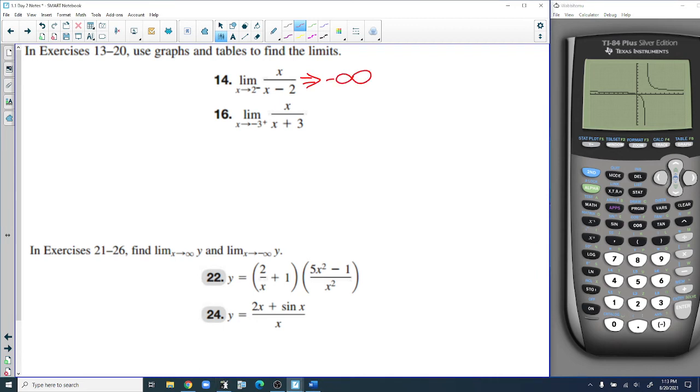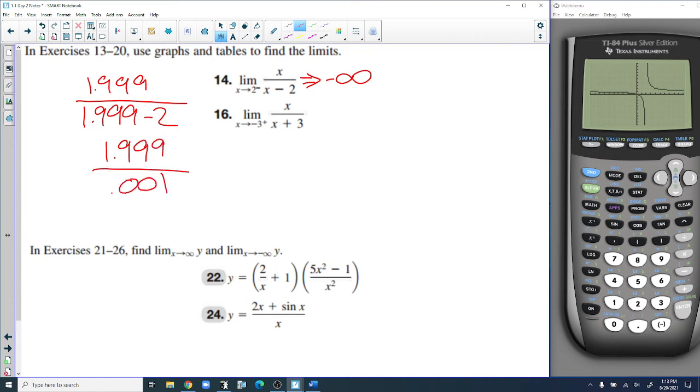Now, if you plug a value to the left of 2, let's say 1.999, that's going to be 1.999 over 1.999 minus 2, which is negative 0.001. So when we divide a number by a very small number, it's getting very large. This value is getting very large, but it's negative. So that's how you can get negative infinity.